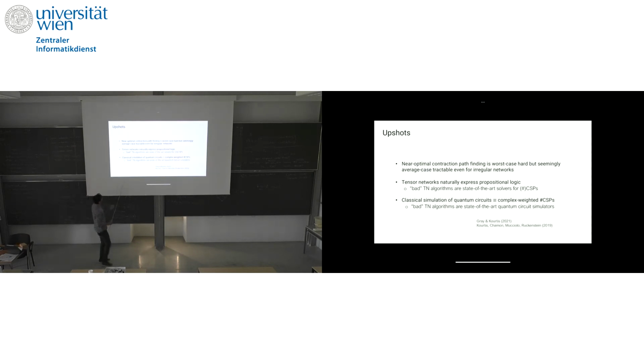Conclusions. Finding a contraction path is in general hard in the worst case, but in average case, it's actually good enough. Even if you find the best contraction path or a near optimal contraction path, your algorithm is going to be bad, okay? It will scale exponentially, but exponential and exponential can be very different, okay? And so this enables you to do much larger simulations than people thought possible. And so this means you can simulate quantum circuits and also solve computational problems using these techniques.